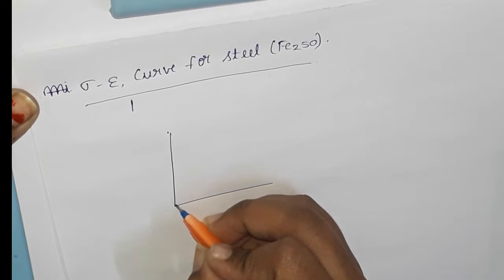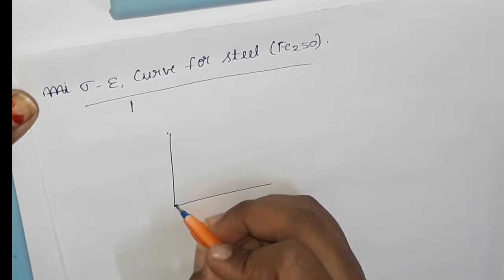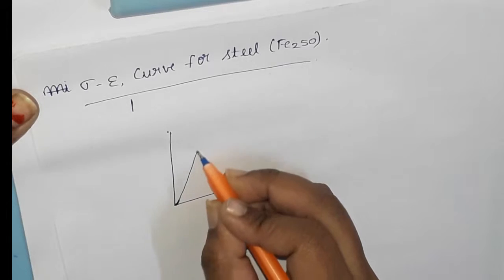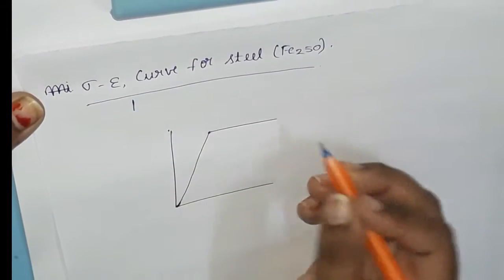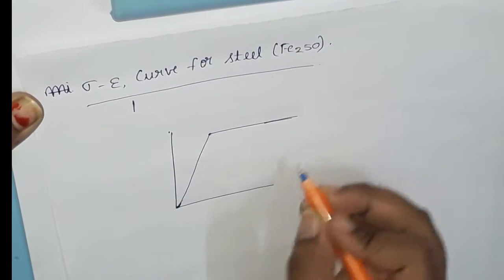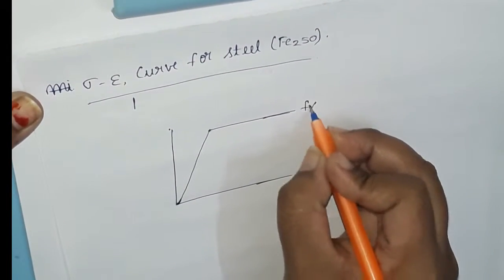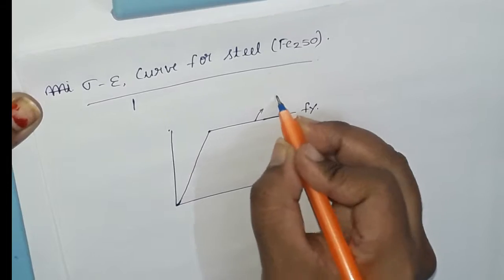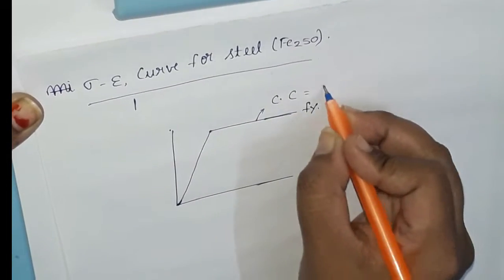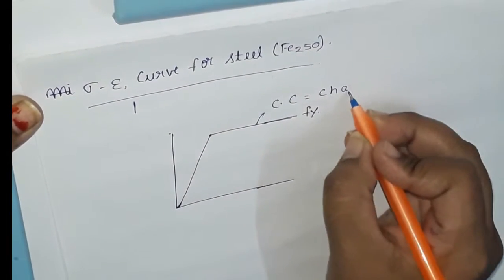Whenever mild steel is subjected to UTM, obviously we are going to get the stress strain curve in this way. This is just linear. So this curve we are going to call it CC. CC is nothing but the characteristic curve of steel.